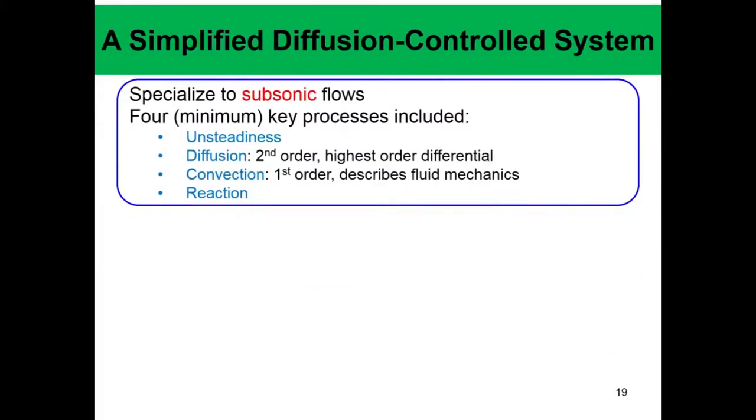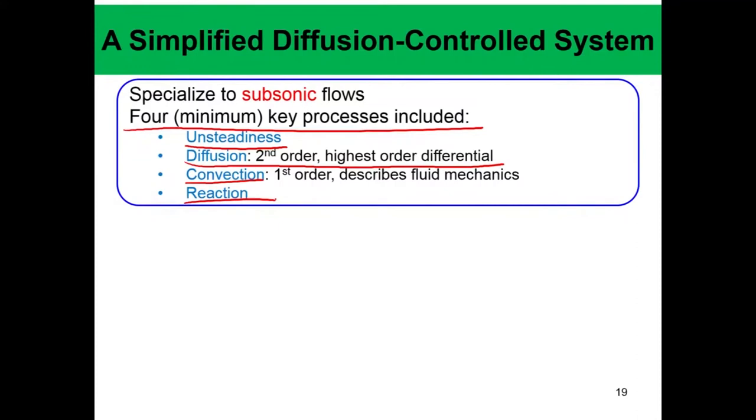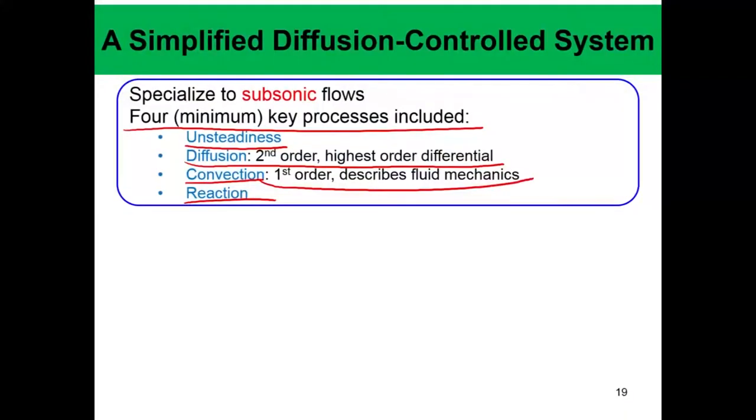These are the assumptions, that we will specialize to subsonic flows only, and only four minimum key processes will be included. We will include unsteadiness, we will include diffusion, that is mass and species diffusion, and thermal diffusion, that is conduction. We will include convection, and of course we will include reaction, because otherwise, if you do not include diffusion or reaction, it does not really describe a real combustion situation. As you will see, in certain cases we will be able to neglect convection, not of course inside an engine, but when we discuss a simplified system, for example a one dimensional non-premixed flame or a one dimensional premixed flame. Then the system will essentially be a competition between your reaction and your diffusion, and that will come later.